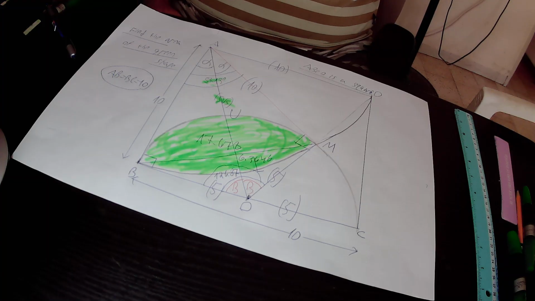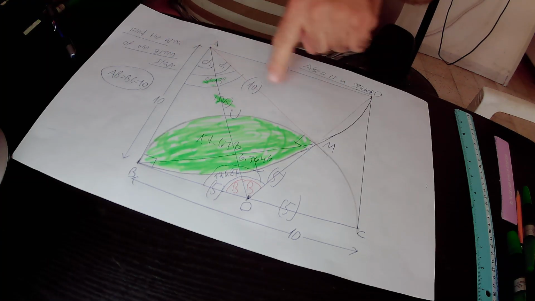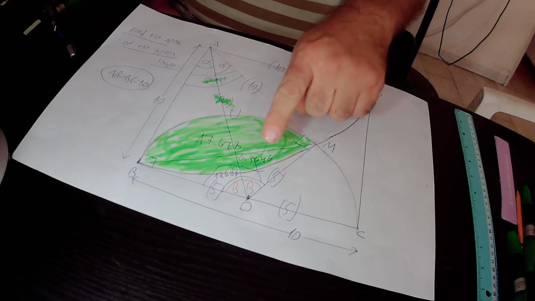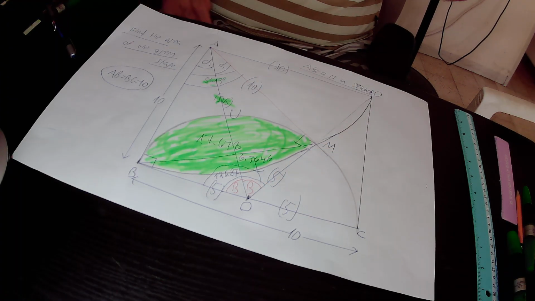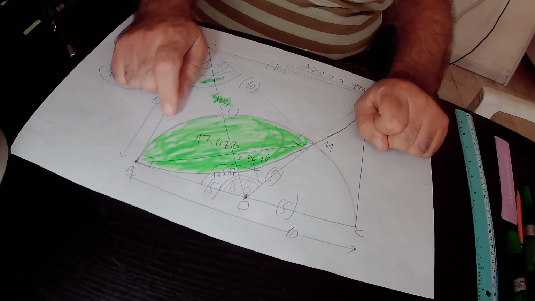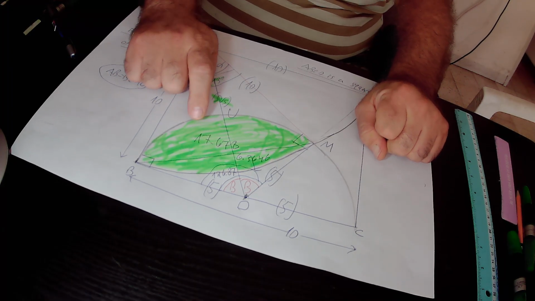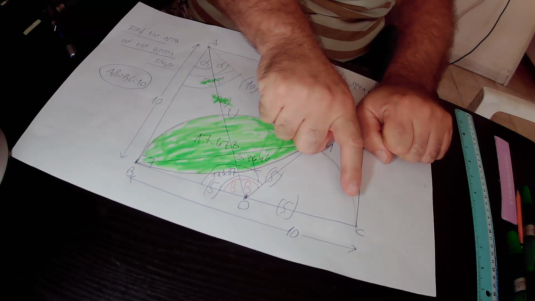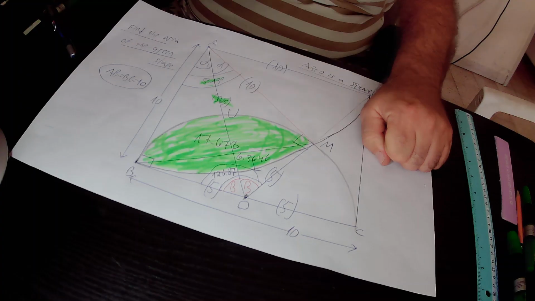In addition, inside this square ABCD, we have this semicircle. We define the center of this semicircle as point O. BC is the diameter of the semicircle, that is 10, and therefore the radius must be equal to 10 over 2, that is 5. So the radius OB is 5, and the radius OC of the semicircle is also equal to 5 units in length.